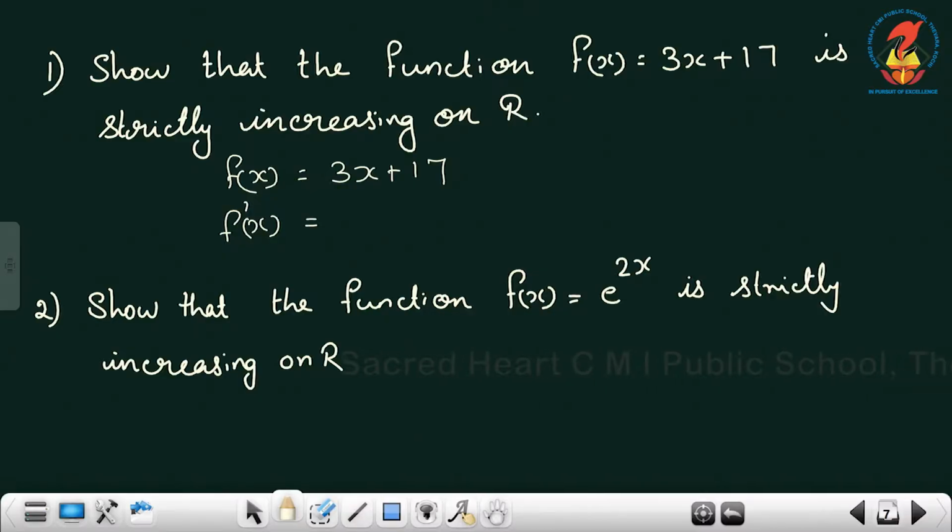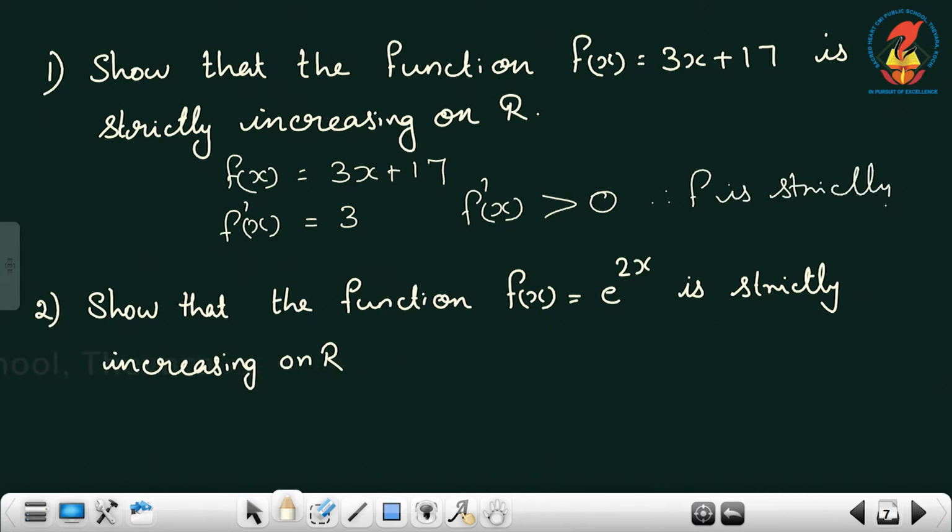F dash x is the derivative of 3x, that is 3, and the derivative of 17 is 0. This 3 is greater than 0. We can write it is greater than 0. So what is the conclusion? Therefore f is strictly increasing. F is strictly increasing on R.